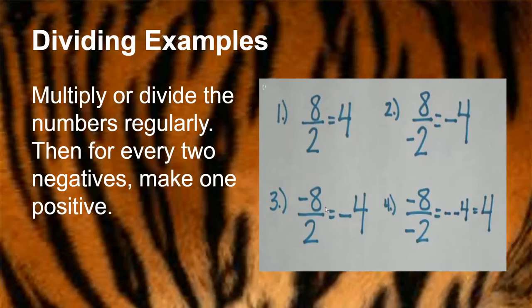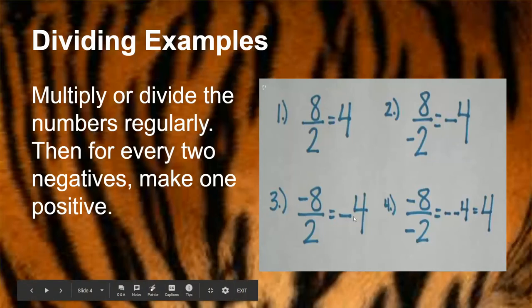Dividing, same thing. Both numbers are positive, the answer is positive. One number is negative, the answer is negative. Both numbers are negative, the answer is positive.